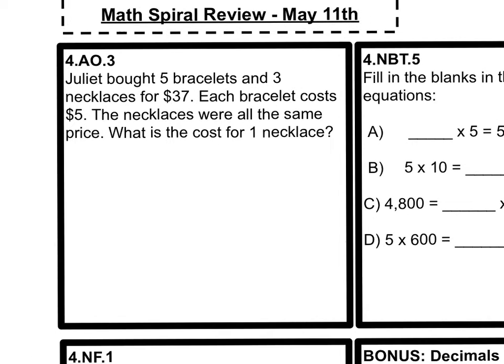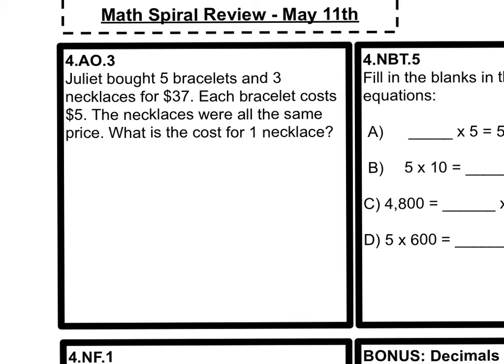The first problem will probably look very familiar to you. I think that we've done something similar to this before. It says Julia bought 5 bracelets and 3 necklaces for $37. Each bracelet cost $5. The necklaces were all the same price. What is the cost for one necklace?